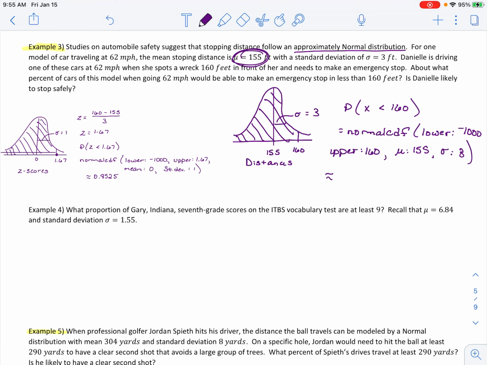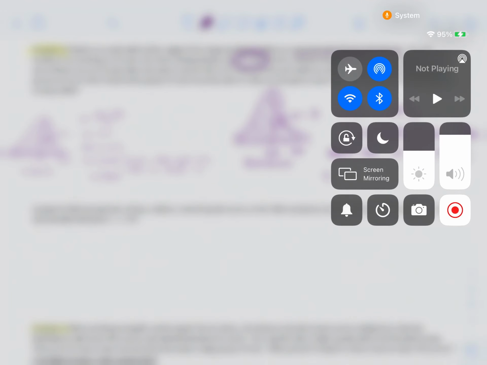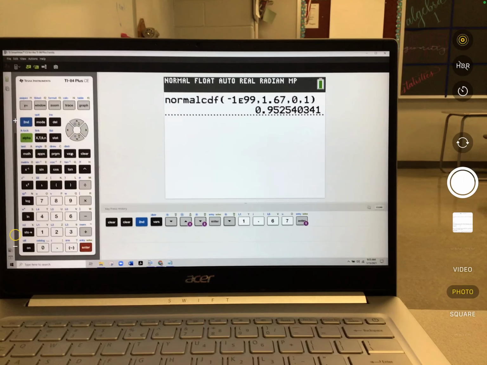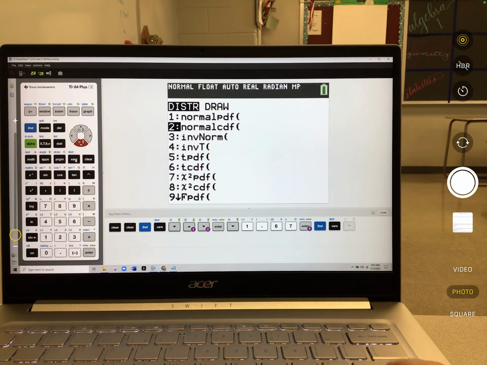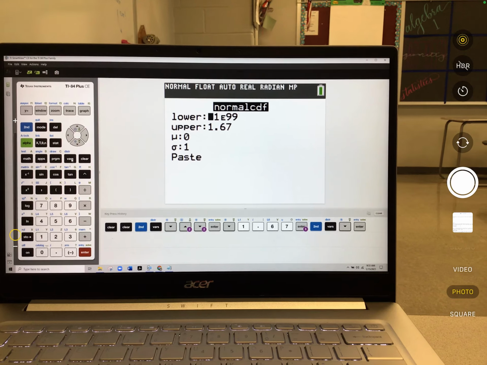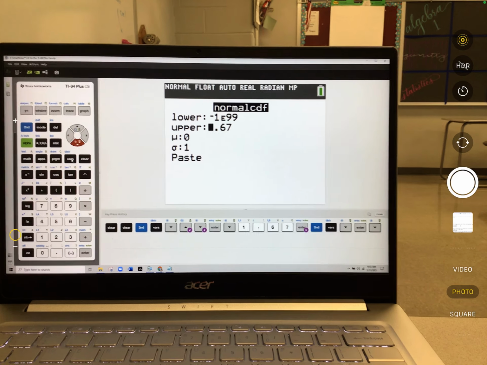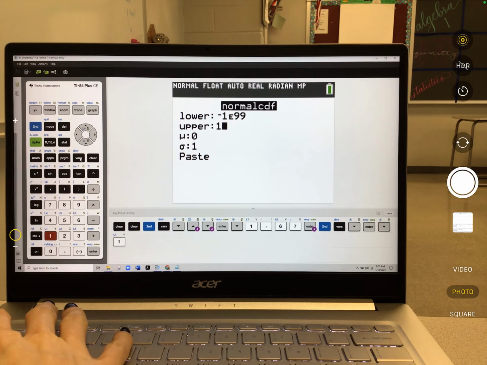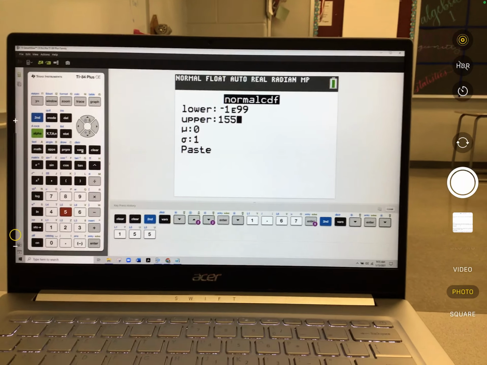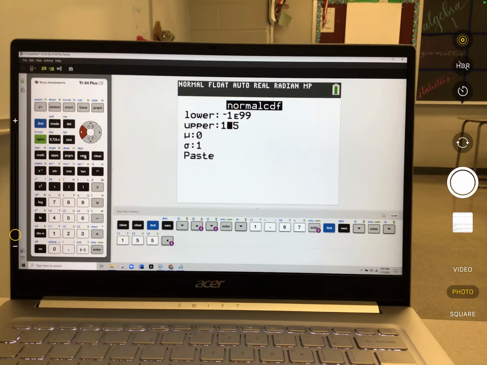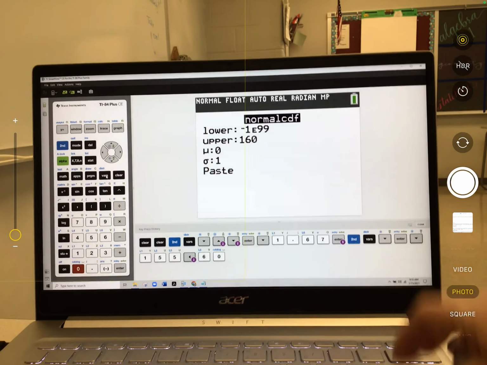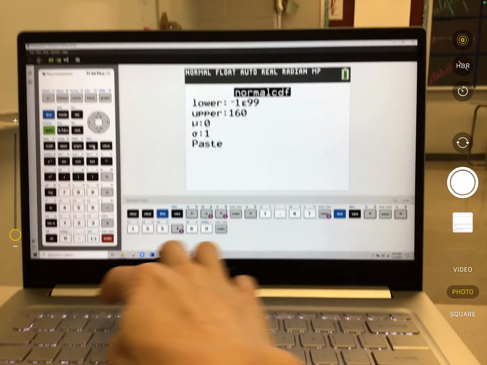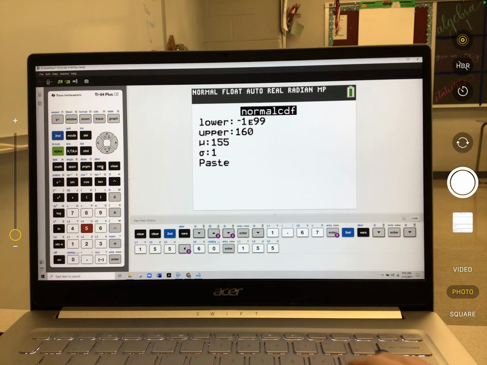So let's find that approximate value. I'm going to go back to my calculator. So still normal CDF. I'm still going to leave my lower boundary the same, but this time it's the 155. Wait, not 155, 160. Sorry, I'm trying to balance and type at the same time. The mean was the 155, and the standard deviation was 3.